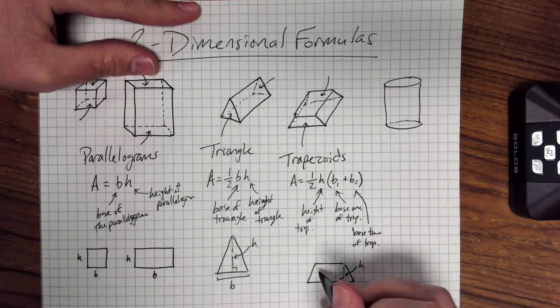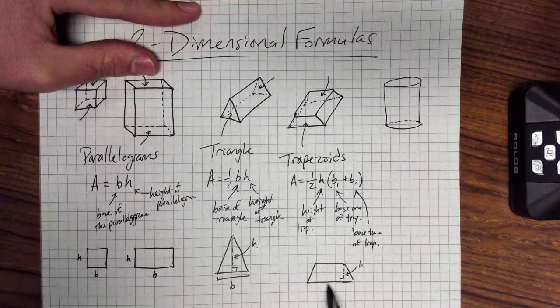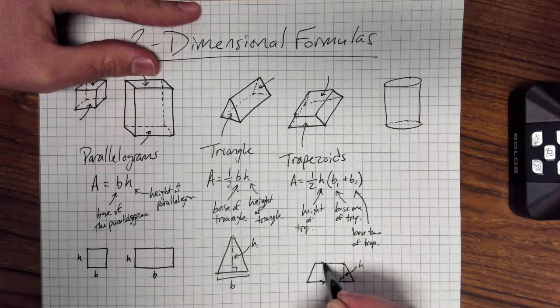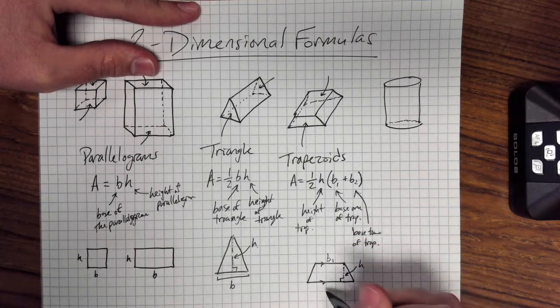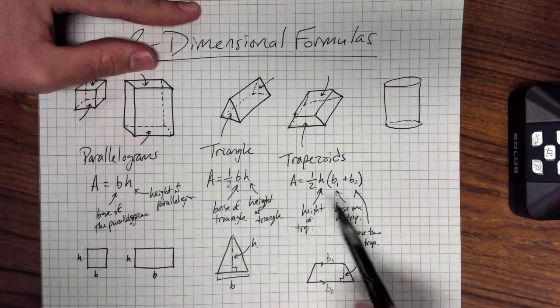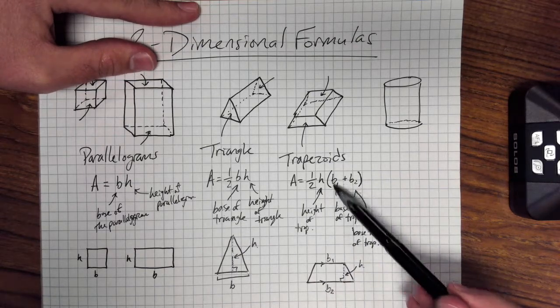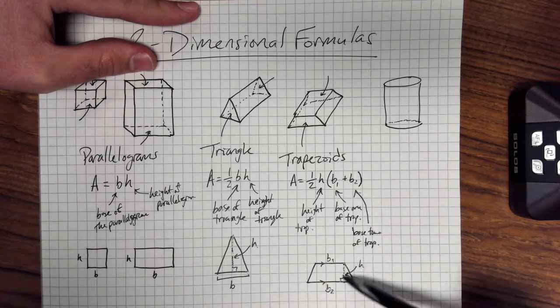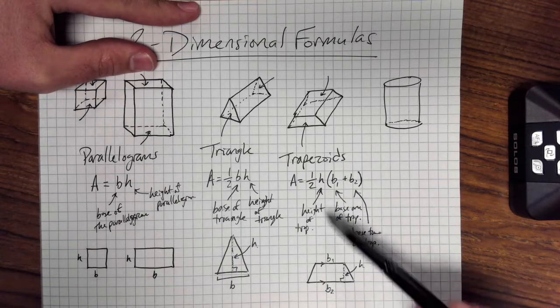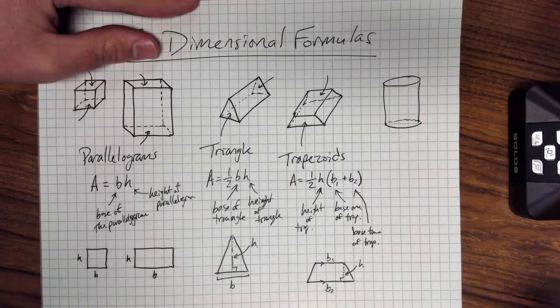Now, b1 and b2 just mean the two sides here that are parallel to one another. So this one could be our base 1, and this one could be our base 2. So for your formula, you're going to take this and add it to this side here, and then multiply it by the height of the trapezoid, and then divide all of that by 2.